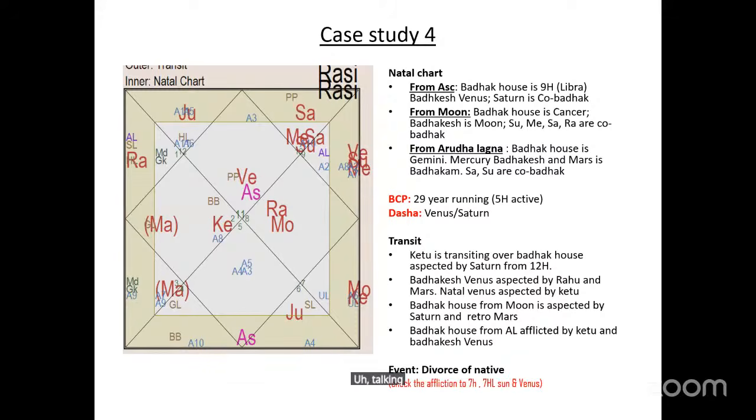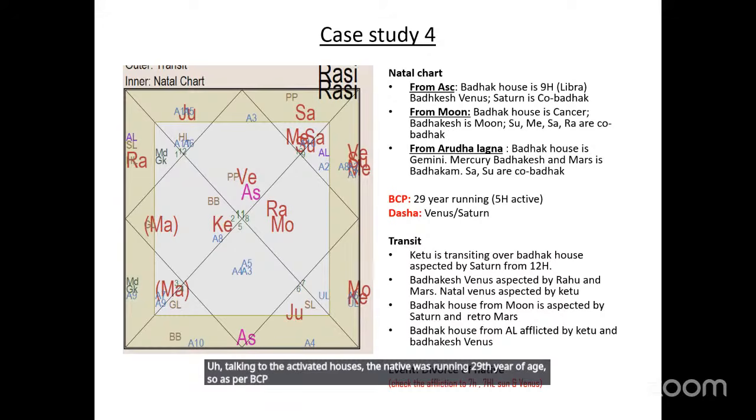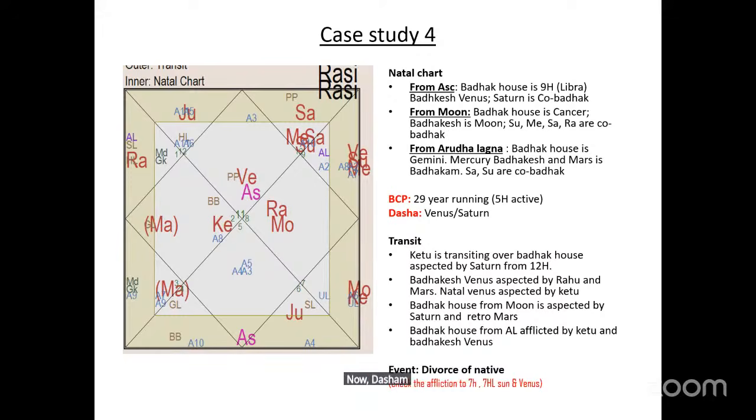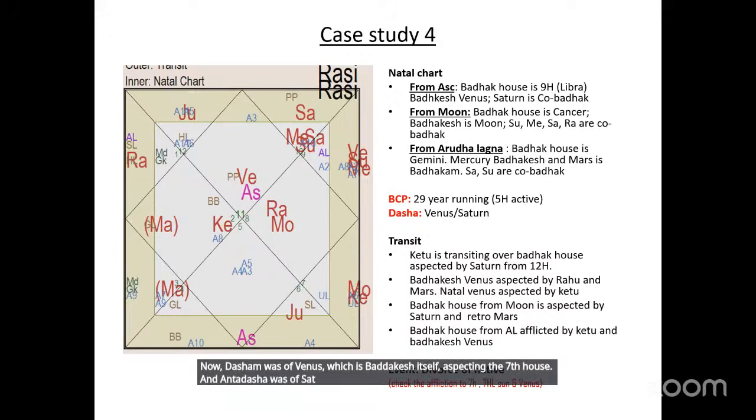Talking about the activated houses, the native was running the 29th year of age. So as per BCP, the house active is 5th house. Again, Gemini, which was the 8th house from Moon, and Badhak house from Arudha Lagna. Now, Dasha was of Venus, which is Badhakesh itself, aspecting the 7th house. And Antardasha was of Saturn, which is sitting in 12th house with 7th Lord, Sun.